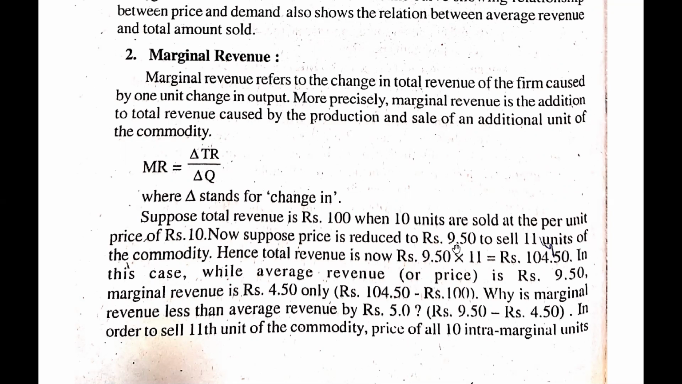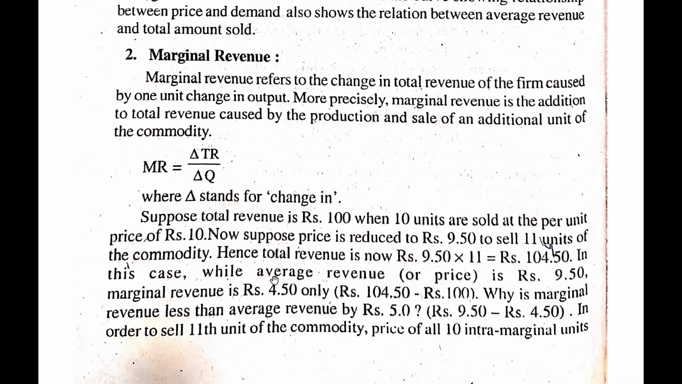So for that instance, I have reduced my price from 10 to 9.5, and I can now sell 11 units of the commodity. Hence, in this case, total revenue is now 9.5 into 11. My total revenue will be 104.5. Before that, my total revenue was 100 rupees. But now I am selling 11 units at the price of 9.5. So my total revenue will be 104.